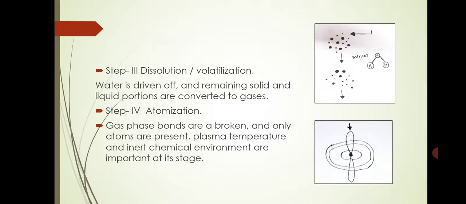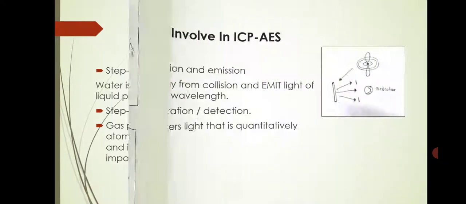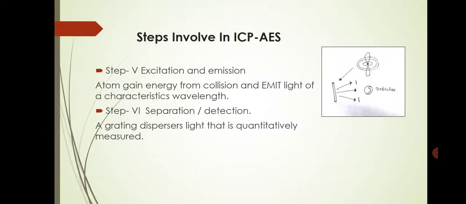Step 4, atomization. Gas phase bonds are broken and only atoms are present. Plasma temperature and inert chemical environment are important at this stage. Step 5, excitation and emission. Atoms gain energy from collision and emit light of a characteristic wavelength. Step 6, separation and detection. The dispersed light is quantitatively measured.